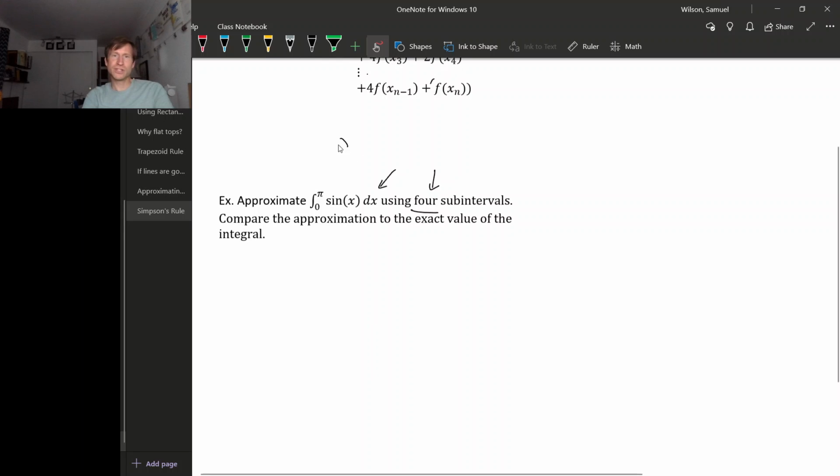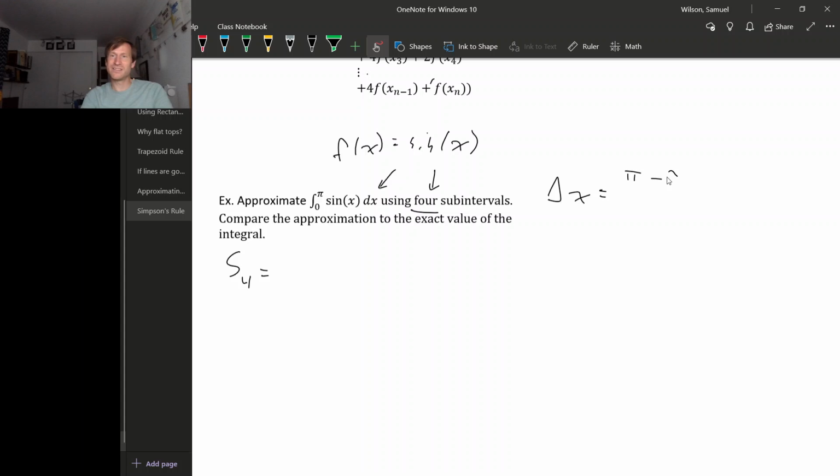So our function for this situation is sine of x. For Simpson's Rule, we usually use S, so S sub 4. I guess we need to know delta x first. So delta x is pi minus 0 over the number of intervals, which is 4, so pi over 4. So pi over 4, that's delta x, over 3. And now we do the pattern of coefficients.